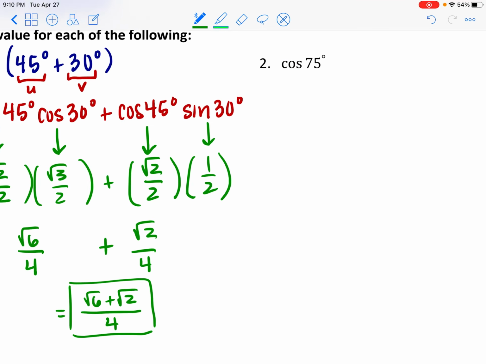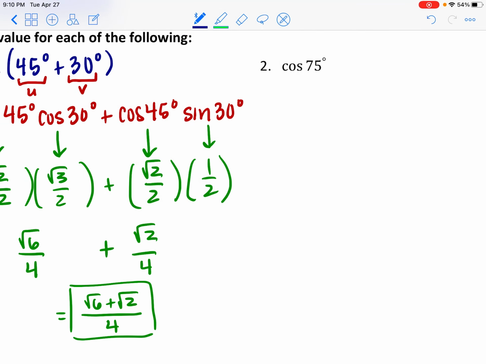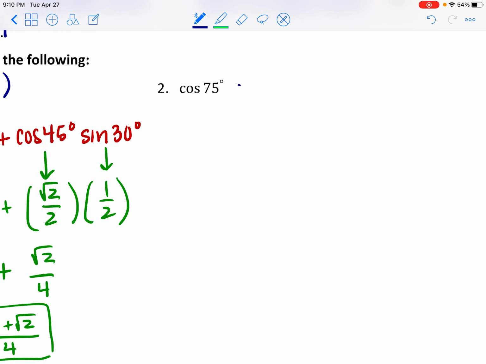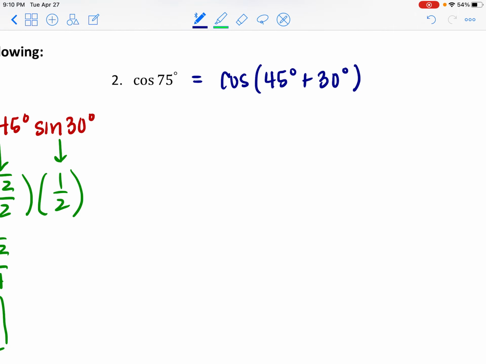Okay, now number 2 is basically going to walk you through the same process, but just so you can see it with the cosine identity. Again, we can rewrite this as the cosine of a sum, and just like the last one, I could say 75 is 45 and 30. Okay, so same process here, just a different identity. Now it's the cosine of a sum. And again, I'm going to call this one u, and I'm going to call this one v.